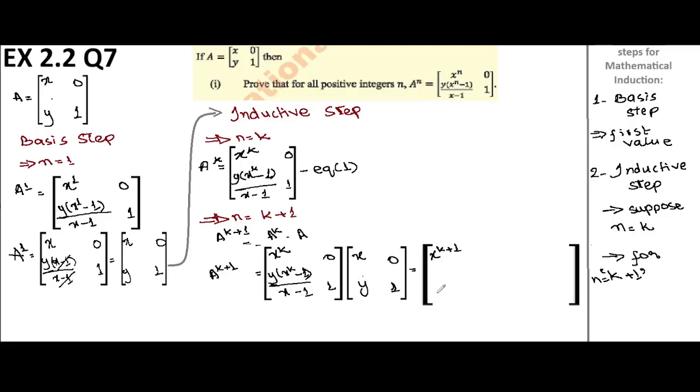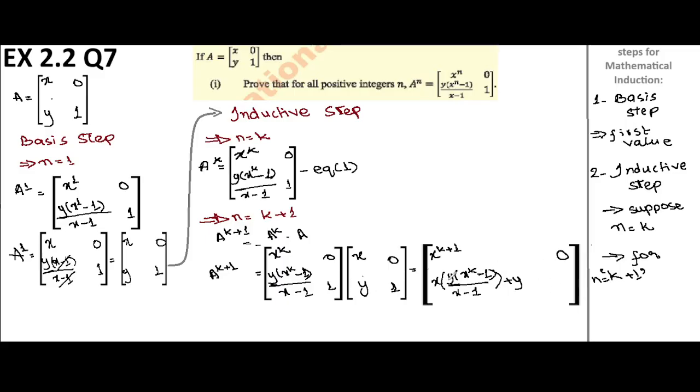Then for this entry, we are going to multiply the second row with the first column. So second row into the first column, we get x into y into (x raised to the power k minus 1) whole divided by x minus 1, and plus 1 into y gives us y plus y. Now for this entry we are going to multiply the first row with the second column. So x raised to the power k into 0 gives us 0, plus 0 into 1 gives us 0, so this entry will remain 0.